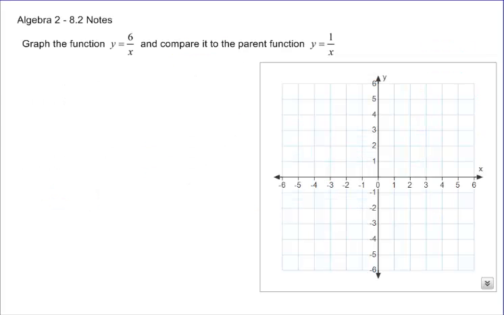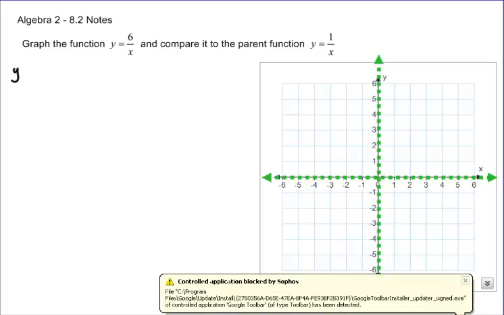Okay, so let's graph the function y equals 6 over x and compare it to the parent function y equals 1 over x. And again, like we just saw in the previous slide, if we're looking at y equals 1 over x, we have some vertical and horizontal asymptotes on the x and y axis. Like, we know that for a fact. And then what we can do is just make a t-chart of points, and we can look at both.